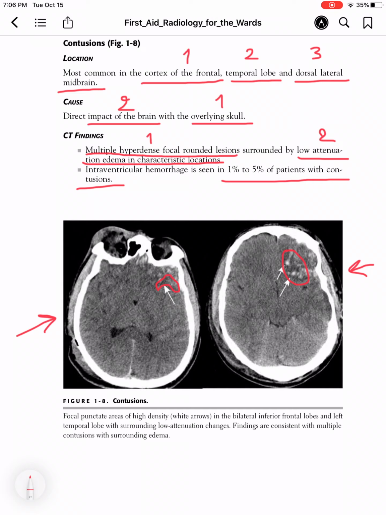All right, let's read the caption below. We have these contusions: focal punctate areas of high density, shown by the white arrows in the bilateral inferior frontal lobe and the left temporal lobe, with surrounding low attenuation changes. Findings are consistent with multiple contusions with surrounding edema. So this is everything being explained.